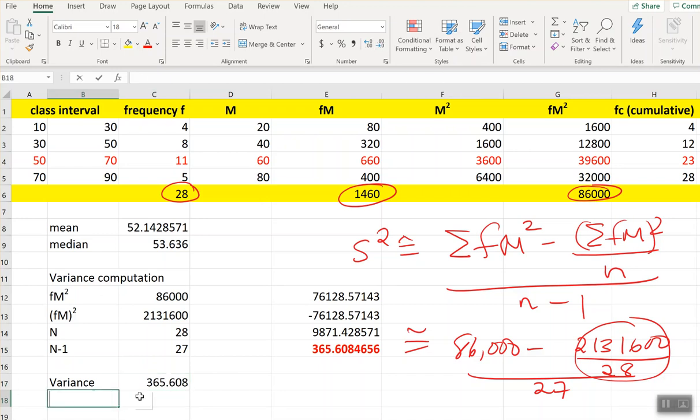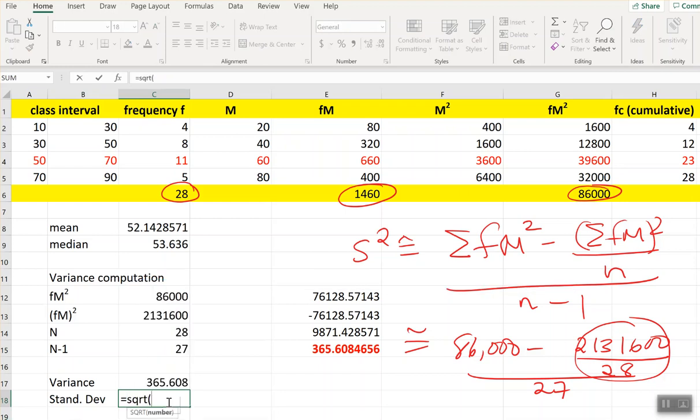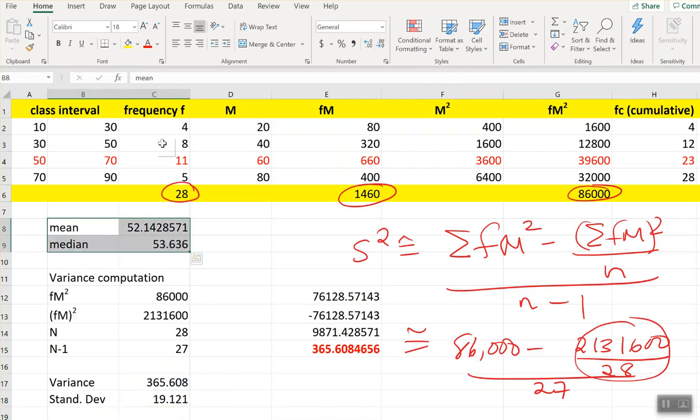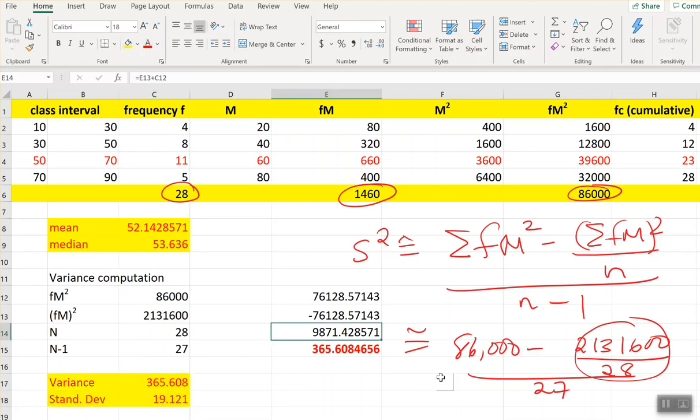The standard deviation will be the square root of that, which is the square root of 365.608, and that's 19.121. And that is the mean and the median. All right, and here's the variance and the standard deviation. And that's the solution for that.